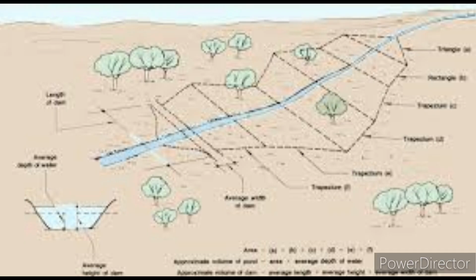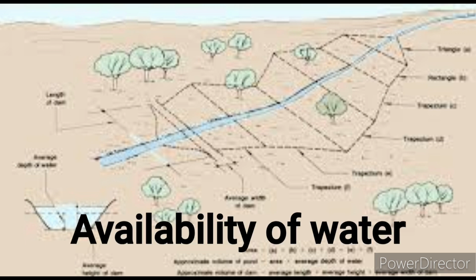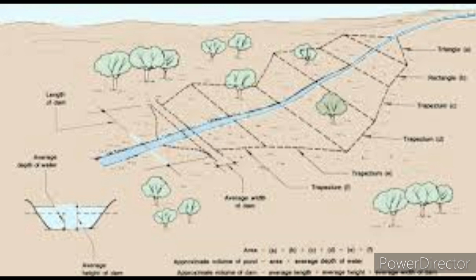The second factor is availability of water. The orchard should be near a water source because these fruit trees need to be watered during the dry season or even during the rain season when the rainfall is not enough. So you need to be watering them. So a source of water should be nearby, and it's very important for the production of fruit trees.